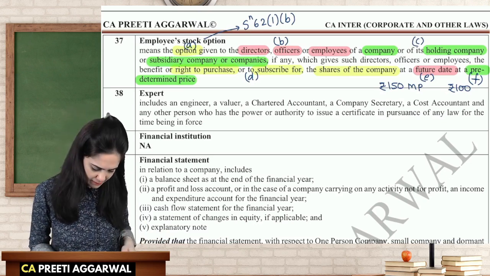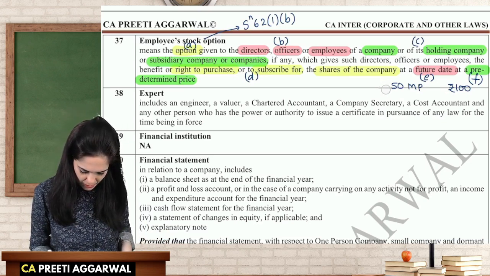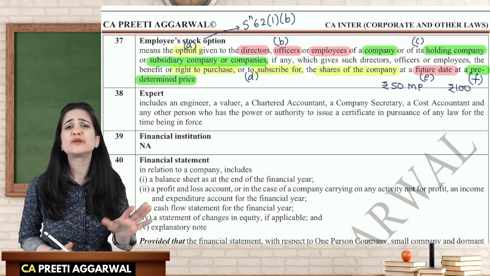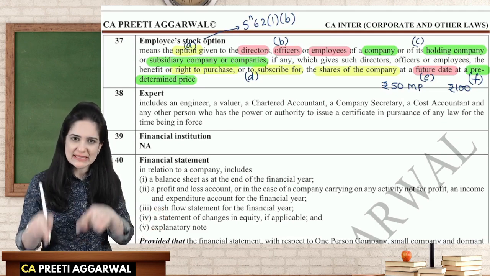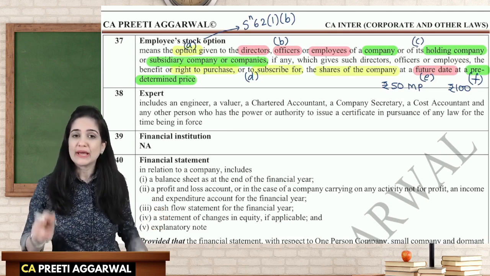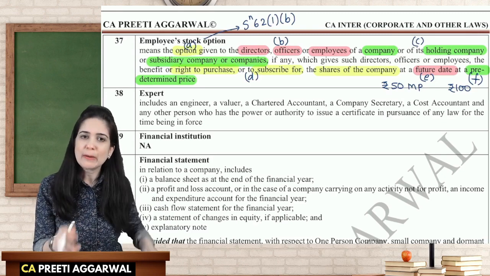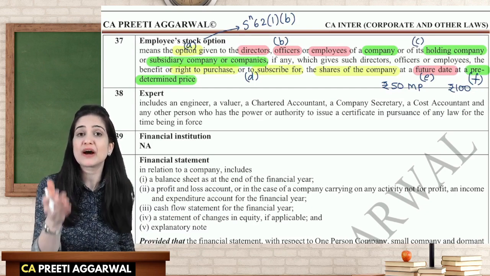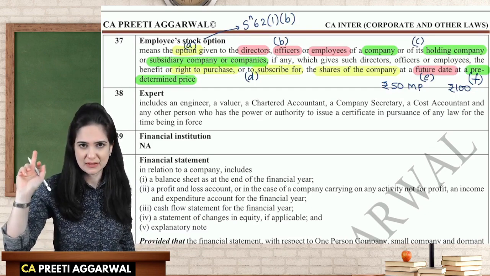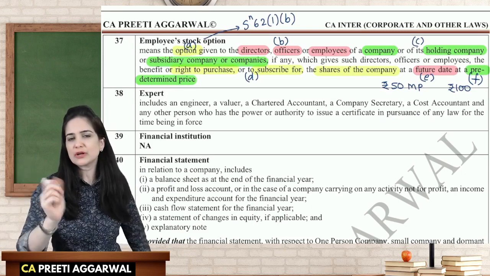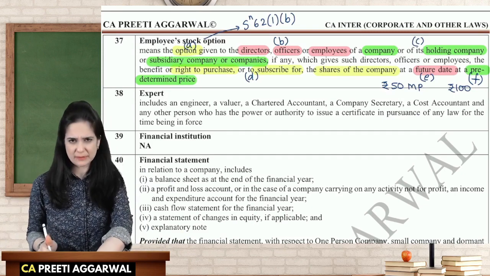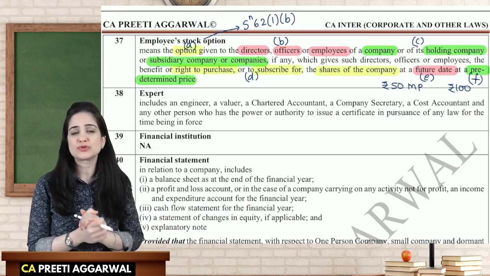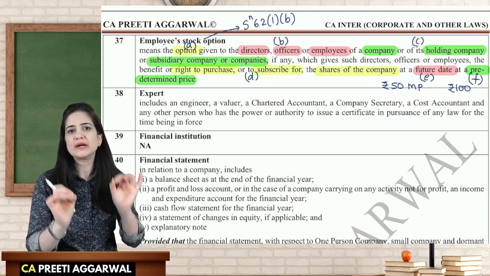But what if the market price reduces to 50 rupees per share? Okay, it reduces to 50 rupees per share. Then will you exercise this option? No. In that case, it makes sense to buy it from the market itself. You're getting it at 50, whereas in the option, you will have to pay 100 rupees. It is out of money. Okay, since it is out of money, you will not exercise this option. So it is not compulsory. It's just an option given to these employees, officers, directors to purchase shares or to subscribe to the shares of the company at a predetermined price.